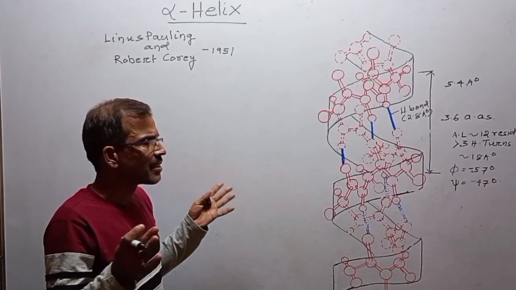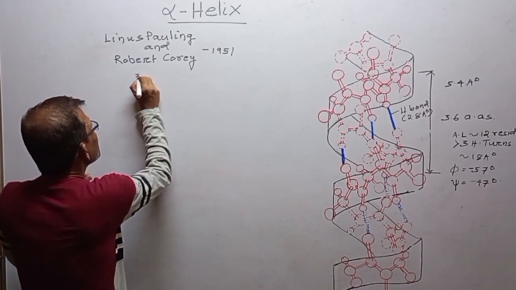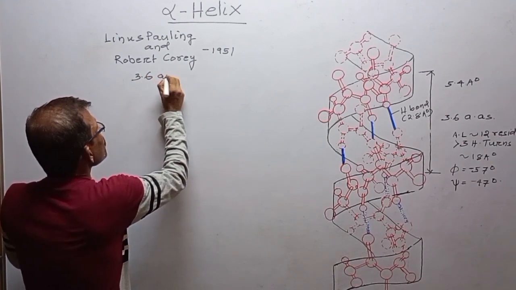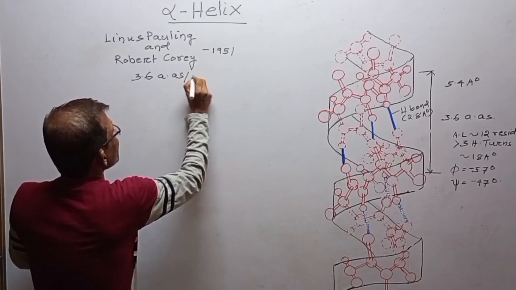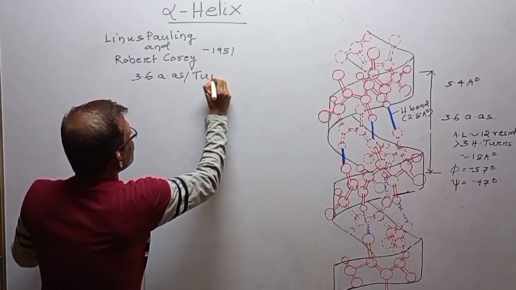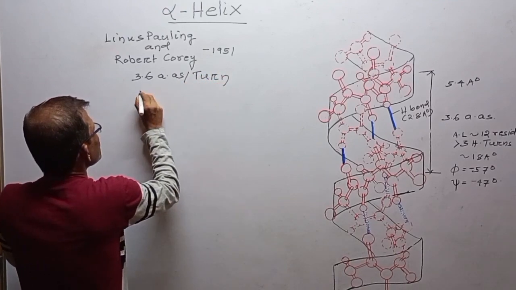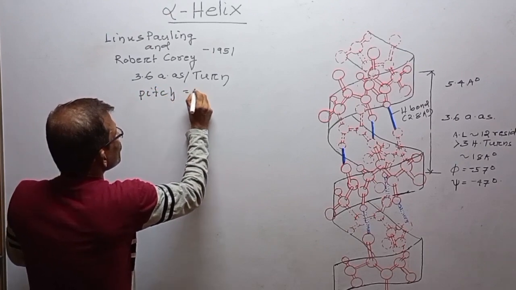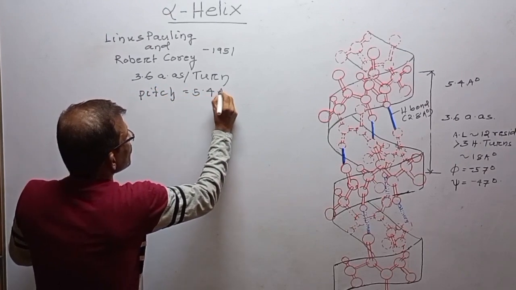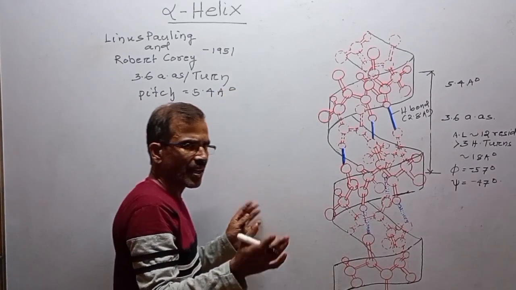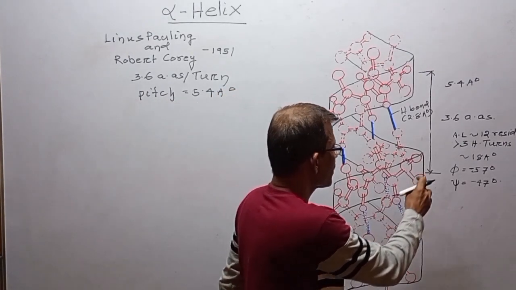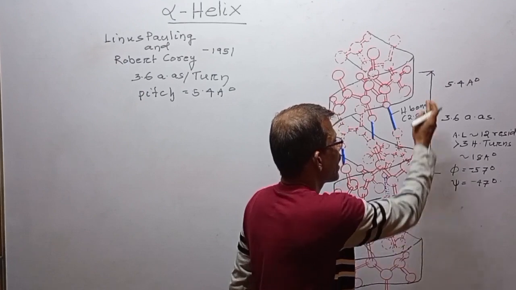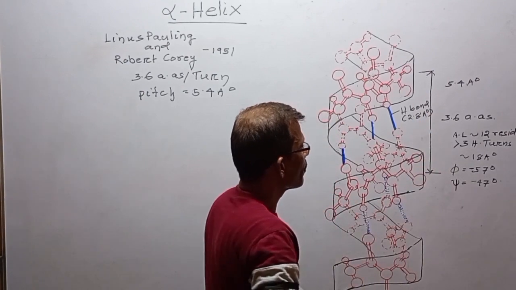Alpha helix has 3.6 residues per turn and the pitch of the helix is 5.4 angstrom. What is pitch? Pitch is the distance that the helix rises along the axis per turn.